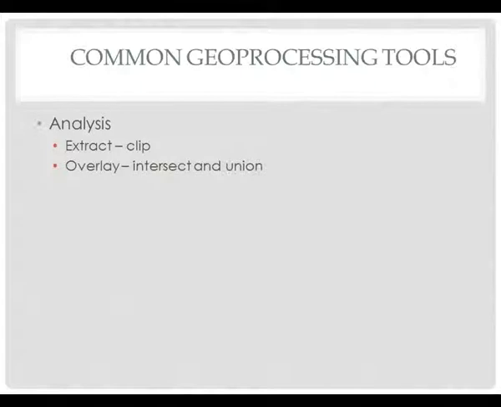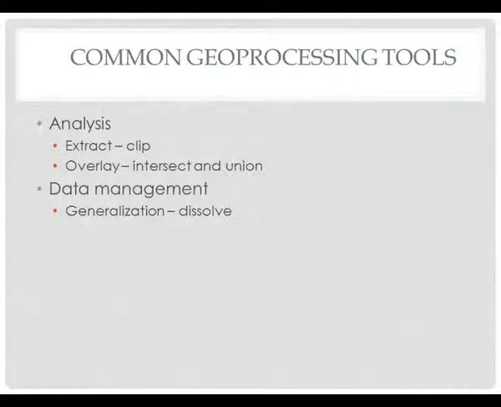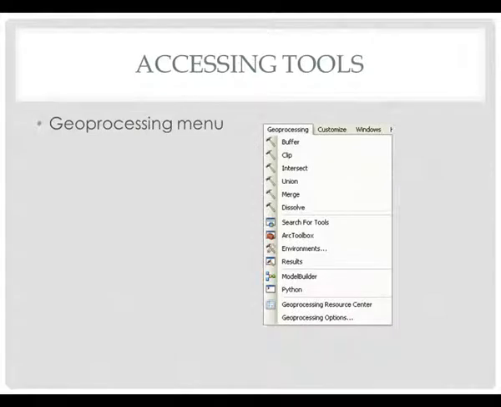Some common geoprocessing tools involve analysis, such as extraction, taking a clip of data, that is, doing an overlay, such as intersect and union; data management, generalizing data by dissolving, say for example, two polygons into one; general, such as appending and merging data. And here's the geoprocessing menu.